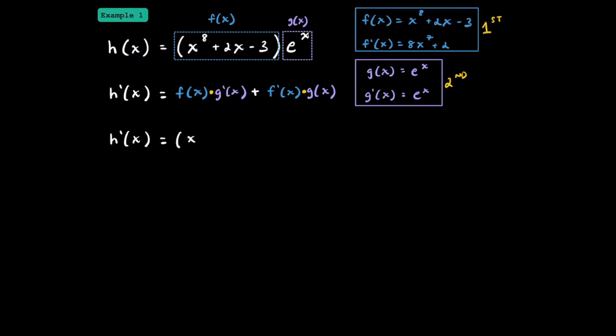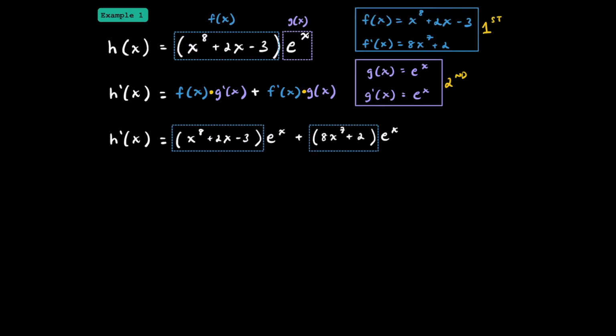F of x is x to the 8th power plus 2x minus 3. G prime of x is e to the x power, plus f prime of x is 8x to the 7th power plus 2. And g of x is e to the x power. Here's our f and our f prime, and here's our g and our g prime.